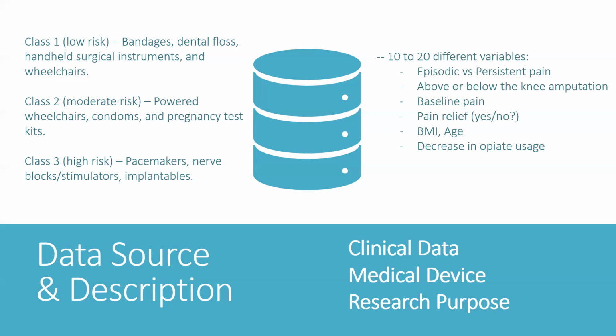So for description, I have 10 to 20 different variables depending on the variables I do end up using. Some of these variables include things like episodic versus persistent pain, above or below the knee amputation, baseline pain, is there pain relief, yes or no, their BMI, age, decrease in opiate usage, and so on.